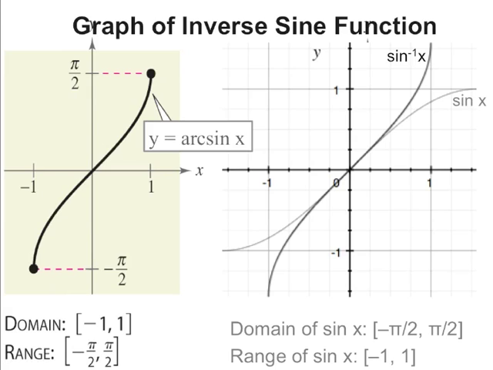Also, look how the domain of the restricted sine function, negative pi over 2 to pi over 2, is the range of the inverse sine function, negative pi over 2 to pi over 2. Notice also that the range of the restricted sine function, negative 1 to 1, is, of course, the domain of the inverse, negative 1 to 1. Okay, because the domains and ranges are swapped with inverse functions.